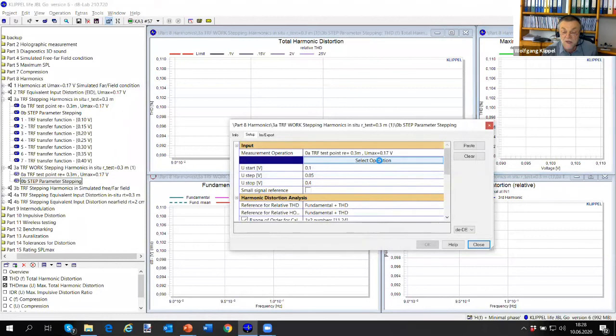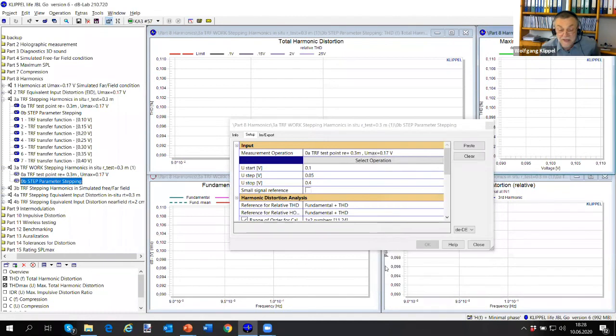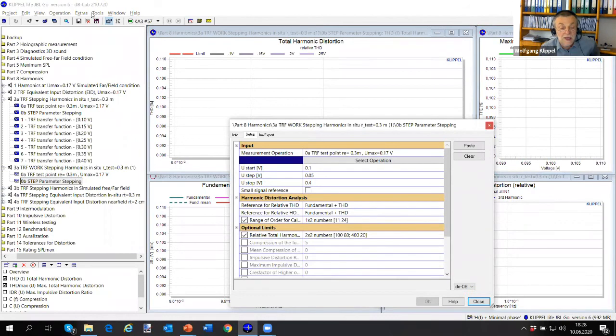Maybe I can show it. I press this, and then I see here this other measurement where I did the setting of the TRF. I select that, and now I'm copying automatically all the data from this template function into the stepping and doing the processing. So, okay, I can start that.